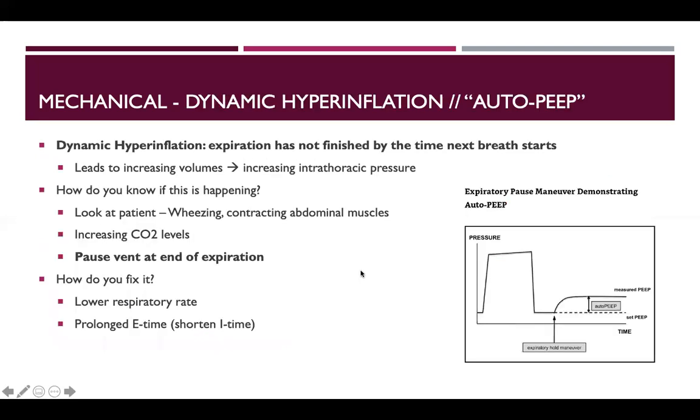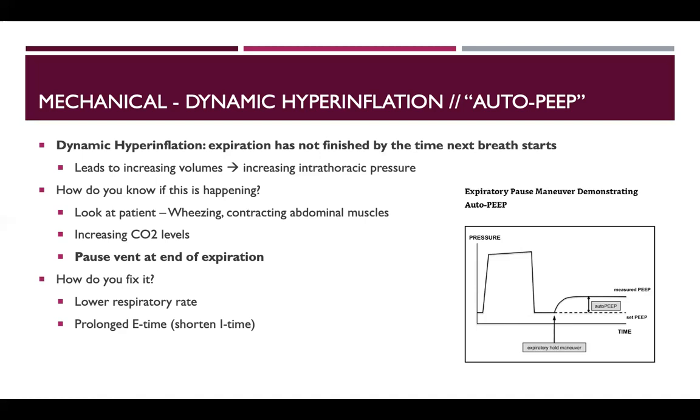There's something called dynamic hyperinflation or auto PEEP. And this happens when a patient hasn't finished expiration and the ventilator starts the next breath and just forces the next volume of air right in before the patient has finished getting out the previous breath. So this can lead to increasing volumes because every time that you try to breathe out, you're just getting more and more air in. And you can kind of think of this clinically.